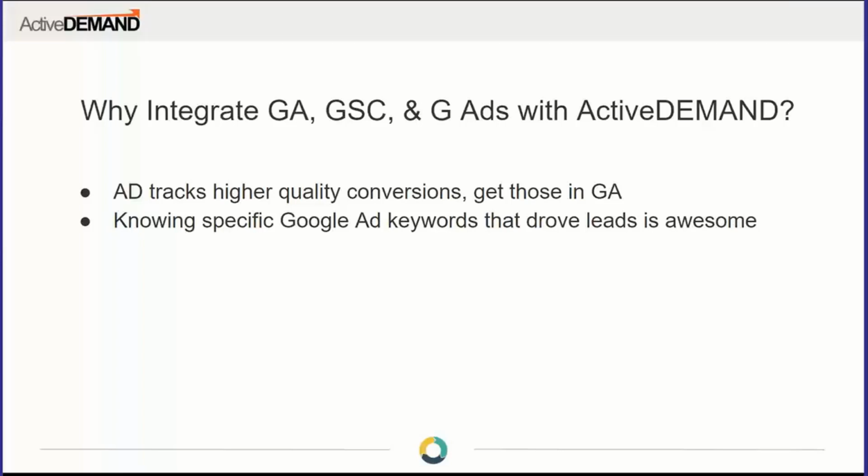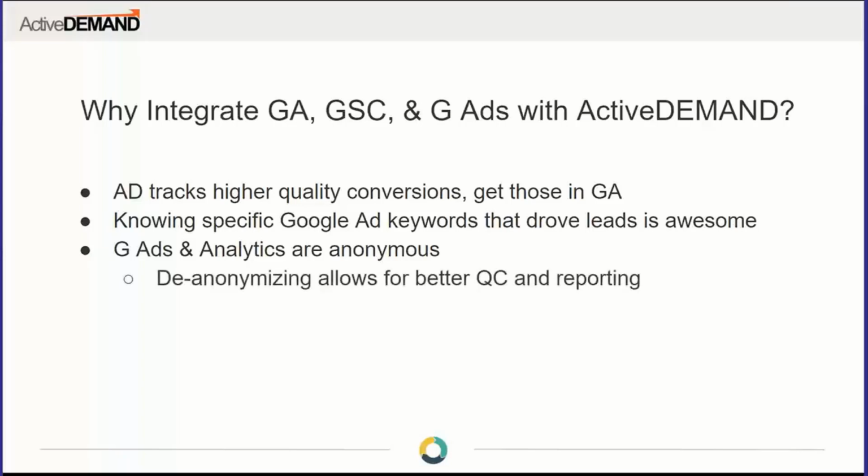One thing I really love is knowing the exact keyword that drove a lead in. That's so good, because with Google Ads, a lot of the time you're just worried: am I generating leads, and are these leads any good? I think getting the name of a person and the keyword that drove them is irrefutable, and I love that. Google Ads and Google Analytics are anonymous. They're not really meant to be used as de-anonymized platforms, so it can be hard to spot check them. And QC and reporting is just easier if they're de-anonymized.